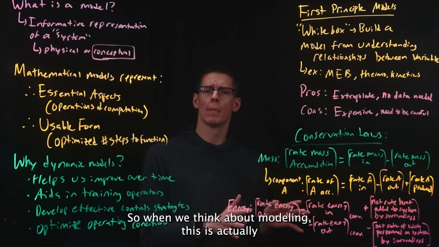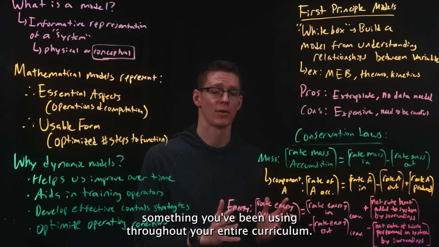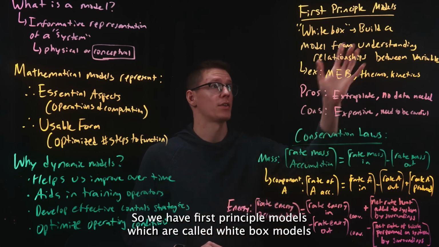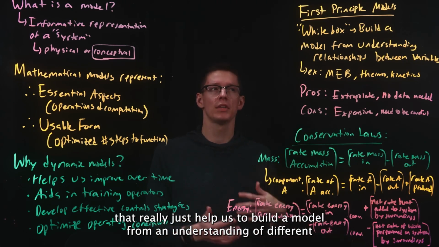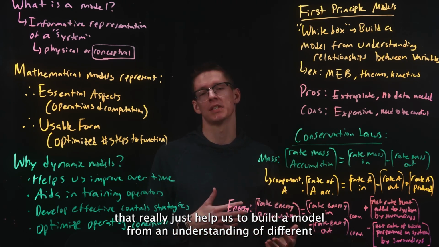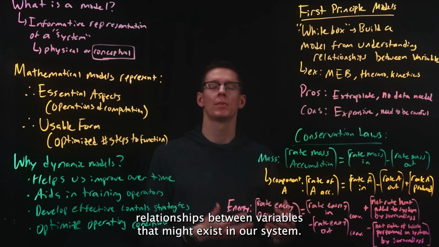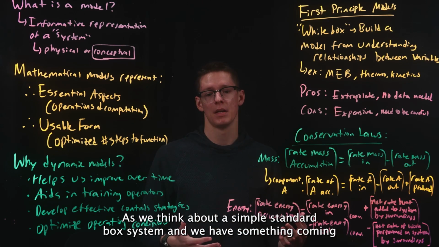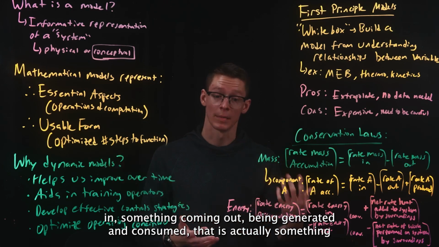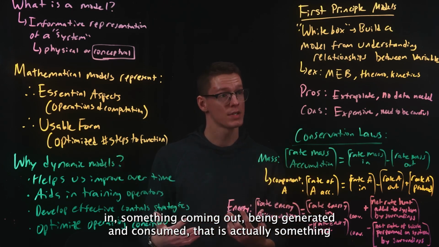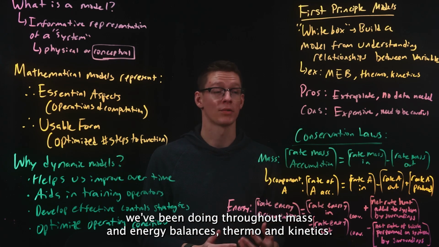So when we think about modeling, this is actually something you've been using throughout your entire curriculum. So we have first principle models, which are called white box models. They really just help us to build a model from an understanding of different relationships between variables that might exist in our system. As we think about a simple standard box system where we have something coming in, something coming out, being generated and consumed, that is actually something we've been doing throughout mass and energy balances, thermo, and kinetics.